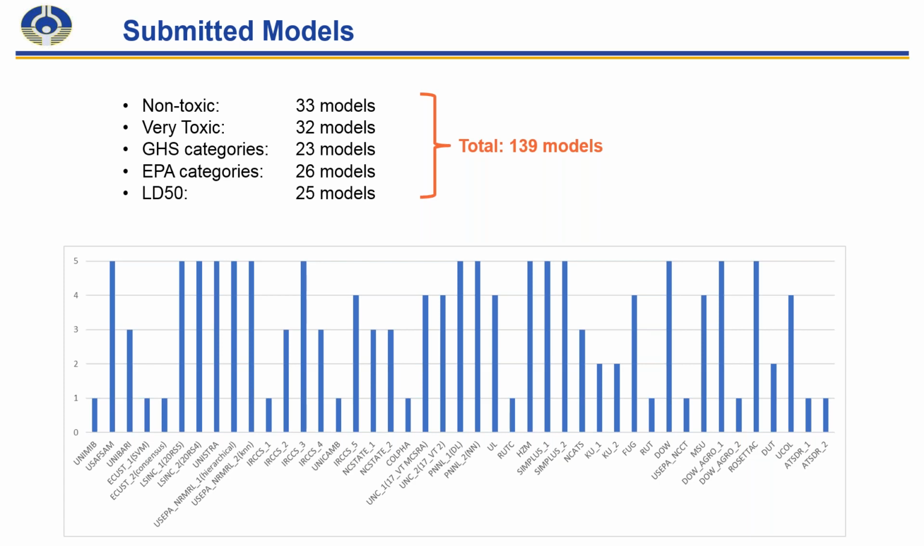So pretty much almost every group tried the binary modeling approach, which is usually considered to be the easiest type of model to build. So distinguishing non-toxic chemicals from everything else or very toxic from everything else. And then it kind of stepped down from there. Some groups submitted 5 different models. So they had 2 binary, 2 multi-class, and 1 regression model, and others just submitted various subsets. But in total, we had almost 140 models that were submitted.